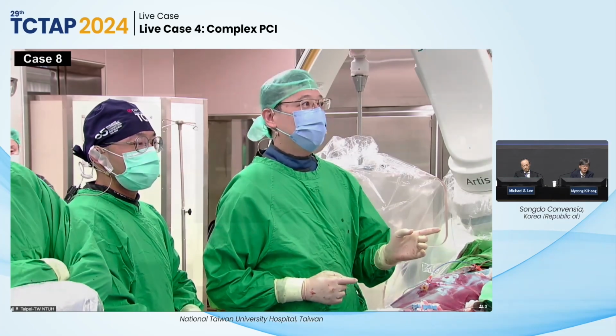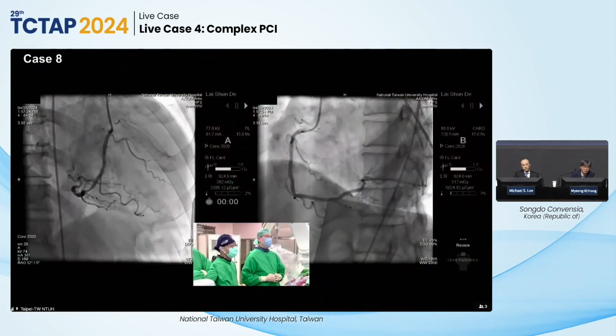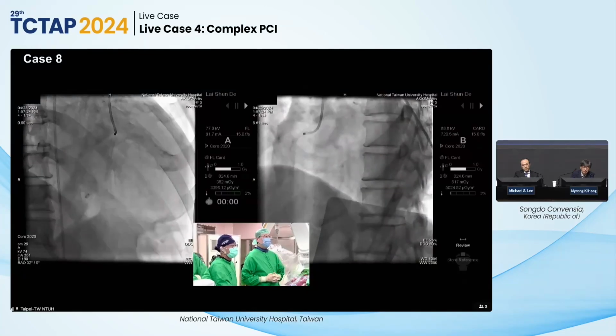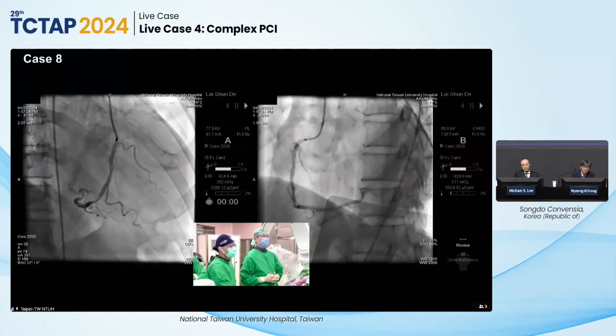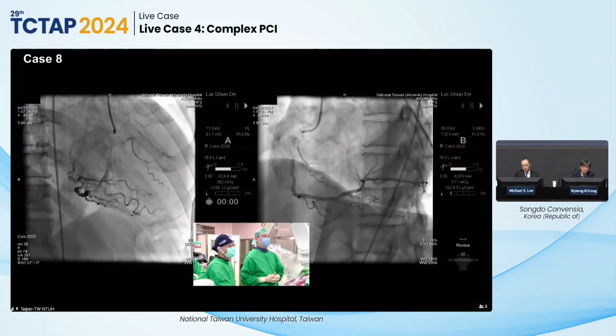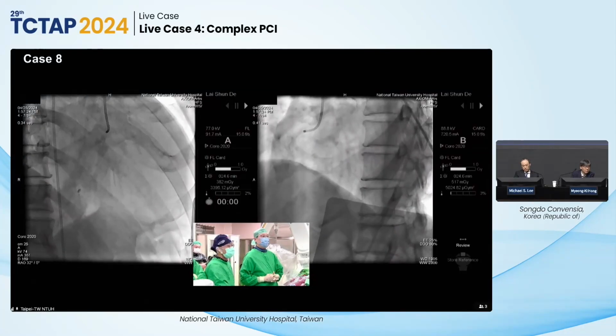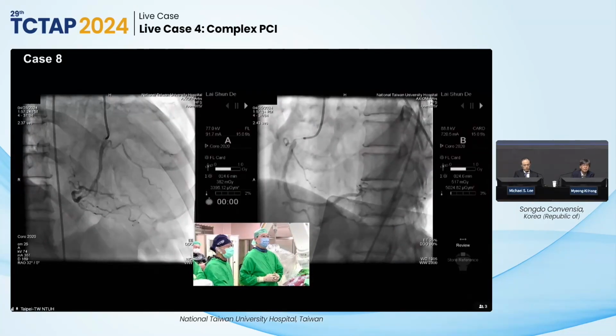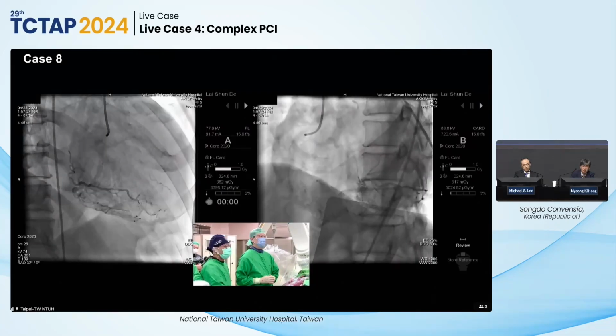Okay, please show the coronary angiogram. This is the right coronary angiogram. The previous stent was implanted at the mid-RCA, and at the PLA we can observe some lesion there. Okay, next.